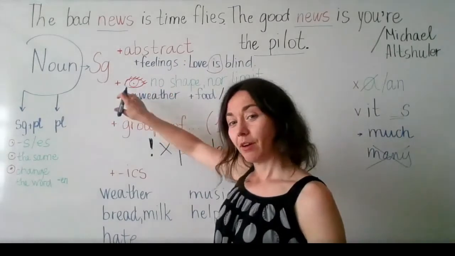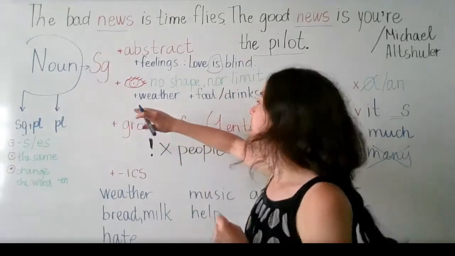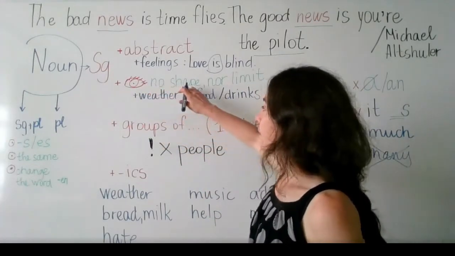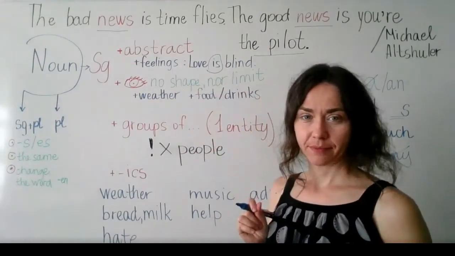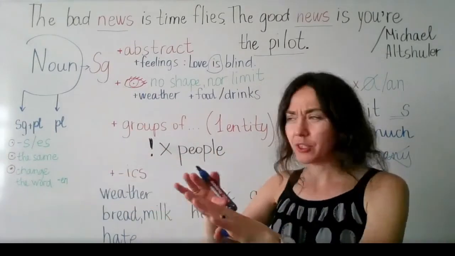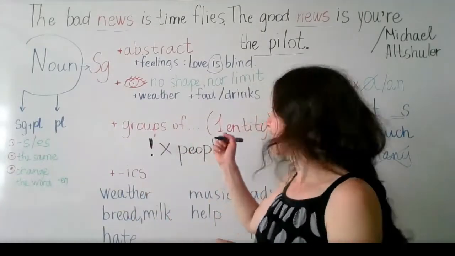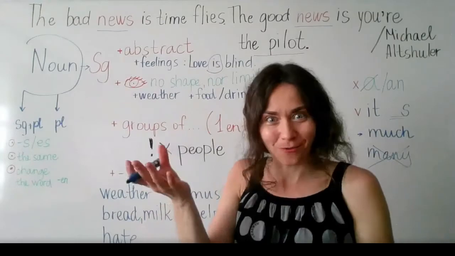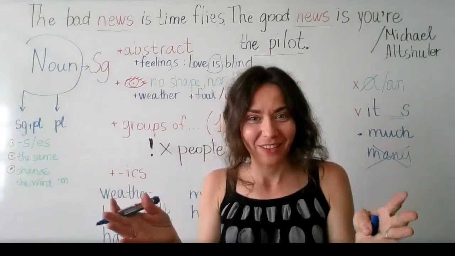Another group of nouns which is part of this only singular form nouns is nouns which have no shape nor limit. So you understand that you can see them, you can touch them, but you do not understand where it ends. Let's say when we speak about the weather, let's say rain. You see rain, you feel rain, but you do not know how much rain. You cannot say that.